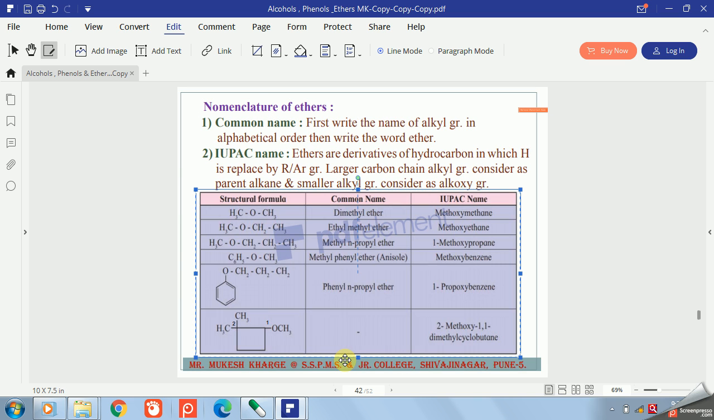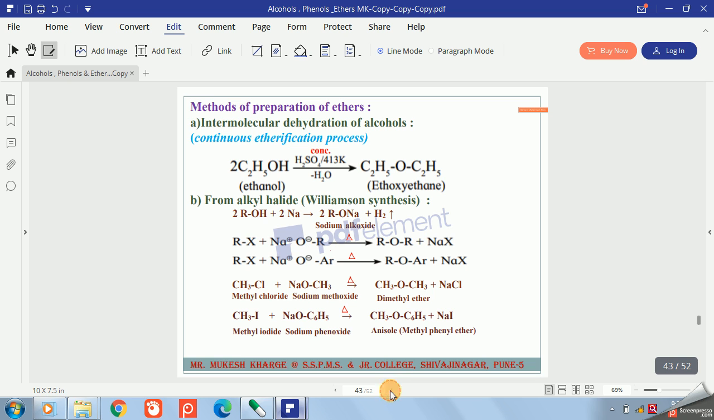Now next is the methods of preparation. So we can prepare ethers from alcohols. What is the name of the reaction? Intermolecular dehydration of alcohol. Dehydration means removal of water. So when excess ethyl alcohol is distilled with concentrated sulfuric acid at 413 Kelvin, it gives diethyl ether.